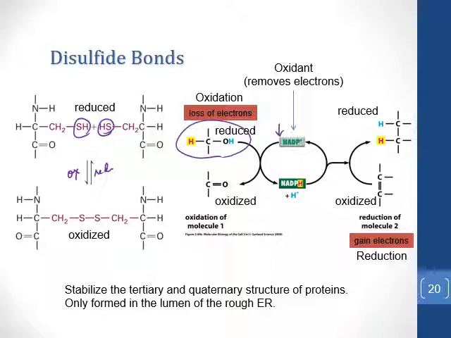Now notice what's going to happen here. Whenever you lose an electron, you're going to lose a proton as well. So this NADP here is going to pick up an electron. And whenever you pick up an electron, you're going to pick up a hydrogen atom. That hydrogen atom is going to neutralize the negative charge. So that NADP now is going to become NADPH.